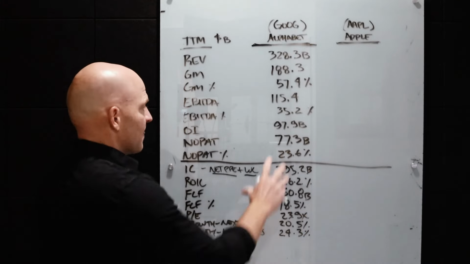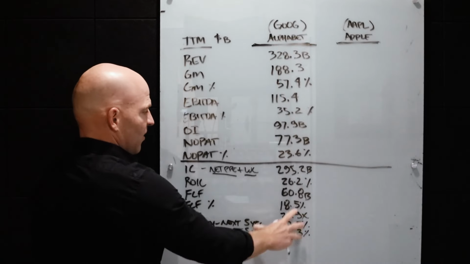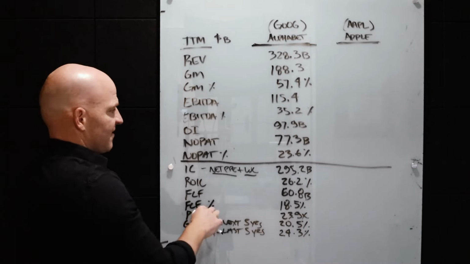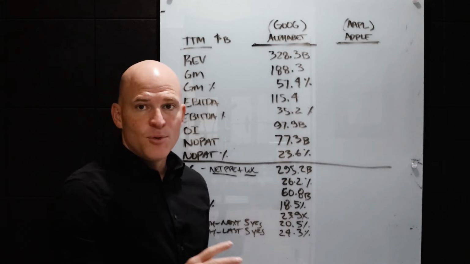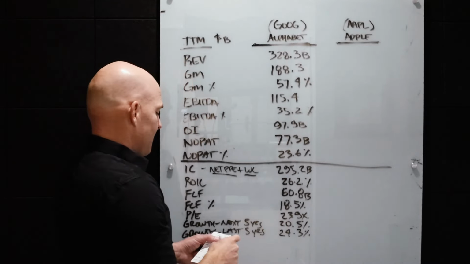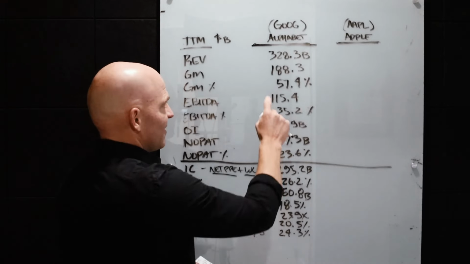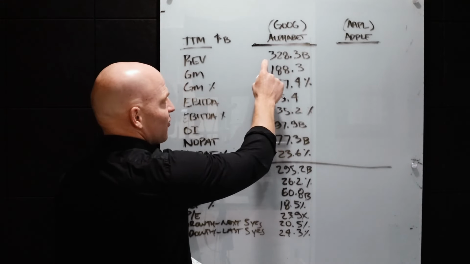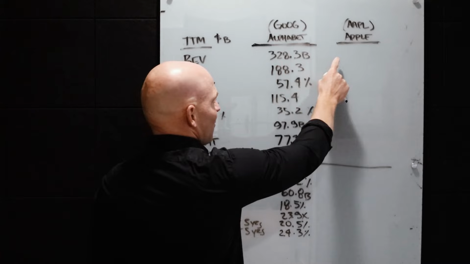All right, I'll talk about this section right down here as it pertains to the value of the business in just a minute. But now that we have Google listed out and I walked you through each of these line items, let's go ahead and move over to Apple and evaluate how their numbers stack up. So what do you think? Let me ask you this. Do you think Google earns more revenue than Apple or vice versa?